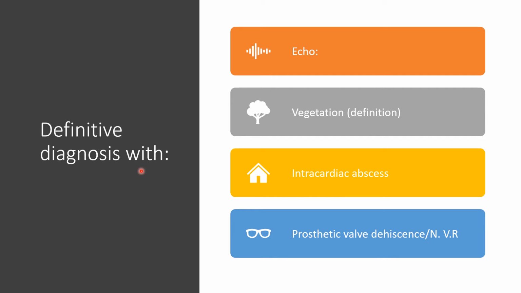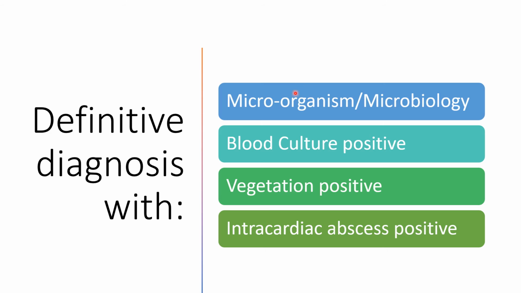Getting a definitive diagnosis of infective endocarditis will make use of echo. Now, transthoracic, transesophageal. We're looking for vegetation. The definition will be given. We're looking for possible intracardiac abscess, prosthetic valve dehiscence, or new valvular regurgitation. Echo will help us, and the link provided will give you further explanation. We can get down to the culprit, the microorganism responsible, through blood culture if it's positive, vegetation if it's positive, or intracardiac abscess if it is positive.